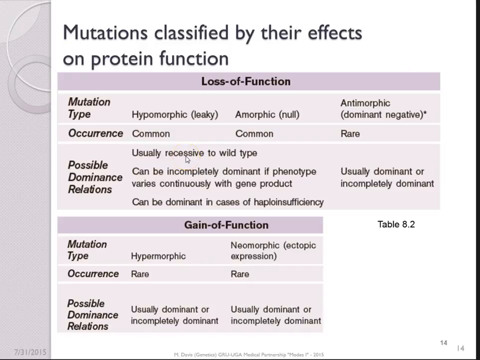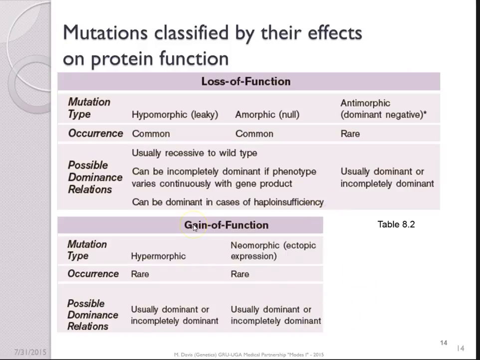This is because you have two copies of the gene. So if you remove the function of one, you still have the copy of the other. In cases where recessive mutations display as dominant, this usually indicates what we call haploinsufficiency, meaning there could be a deletion of that particular gene on the other chromosome.